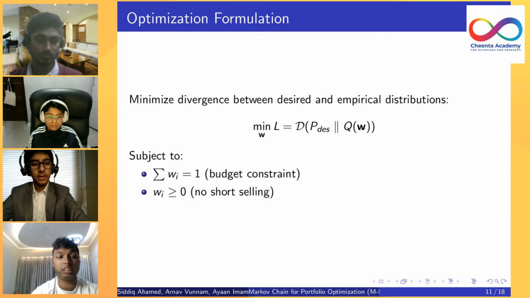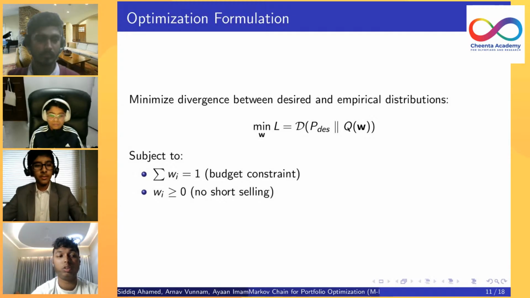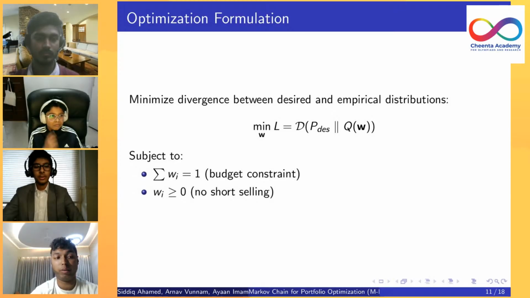The optimization formulation. This slide shows the formal optimization problem. Our objective is to minimize the divergence between the desired distribution and the portfolio index distribution. We impose realistic constraints. All portfolio weights must sum to 1 and short selling is not allowed. This formulation ensures that the model remains both mathematically rigorous and practically implementable in real markets.